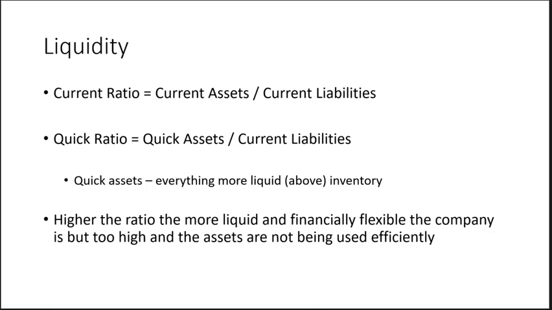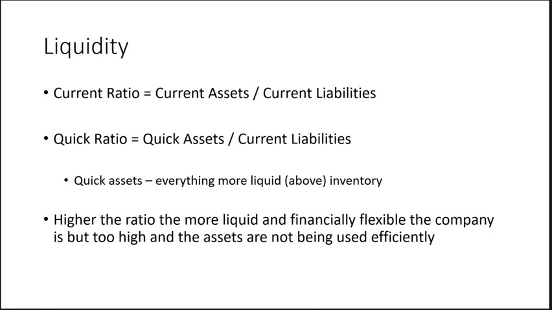Quick ratio is going to be the quick assets divided by current liabilities. So quick assets is a smaller measure than current assets. It's everything more liquid. So remember, balance sheet is listed by liquidity. Everything at the top is more liquid than at the bottom of the asset list. We're going to start at the top, and we're going to add up until we hit inventory, and we're going to stop right above inventory and add those up, and that's going to be our quick assets. Everything more liquid, and divide that by current liabilities.